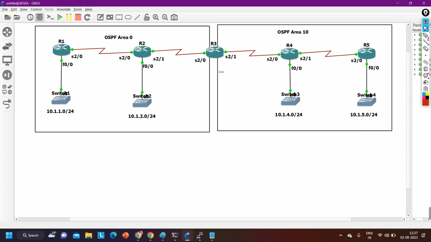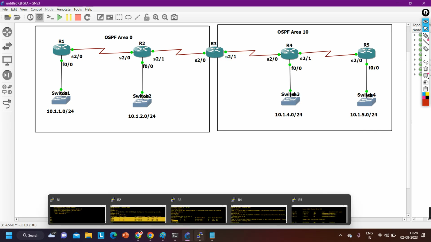Okay, if I check the database of router 3, inside the database of router 3, how many LSA1 will be there? 6. 6 or 5? 1, 2, 3, 6. How 6? So they have 1, 2, 3, 4, 5. Okay, we have 5 routers. 5.